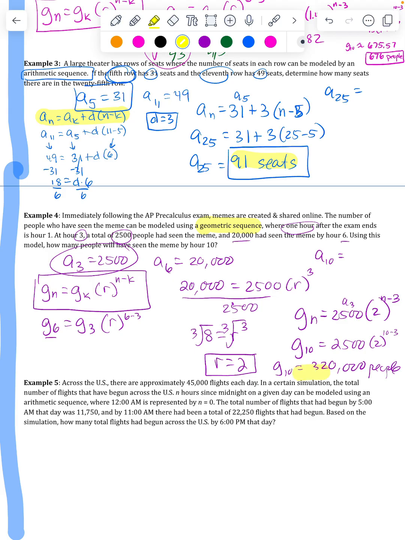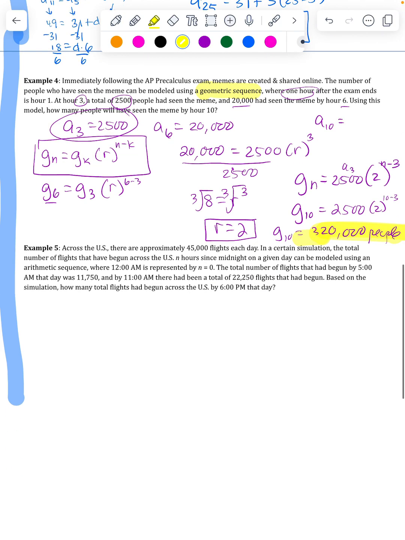Same math, different setting. All right, grand finale. Across the U.S., there are approximately 45,000 flights each day. In a certain simulation, the total number of flights that have begun across the U.S. n hours since midnight on a given day can be modeled using an arithmetic sequence, where 12 a.m. is represented by n equals 0.